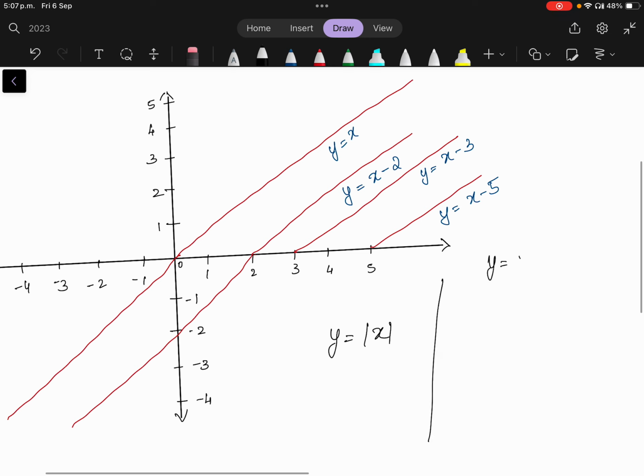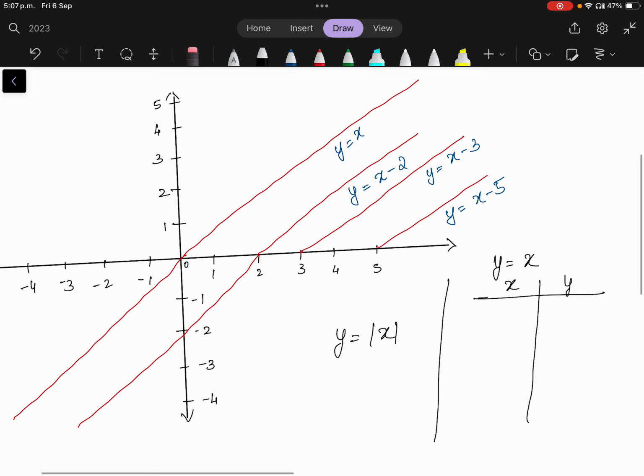Okay, now let's take the first one, y is equal to x. Let me just write it in a table so that we understand. The value of x, this is the value of y. If the value of x is positive 1, the value of y will be positive 1; positive 2, positive 2; positive 3, positive 3; 0, 0; negative 1. Okay, what will happen to the value of x?